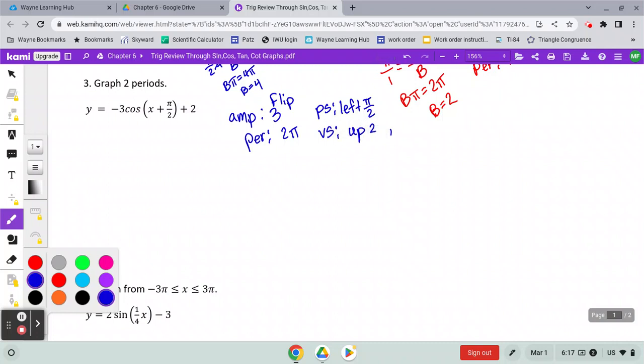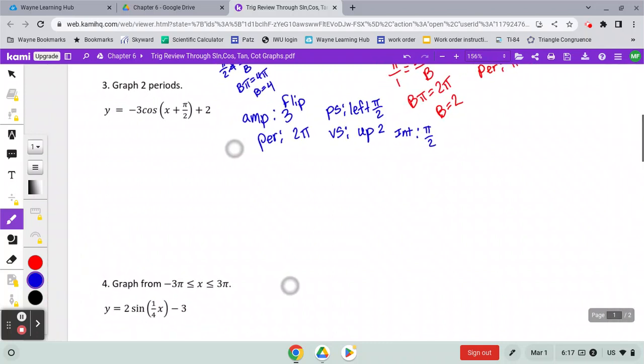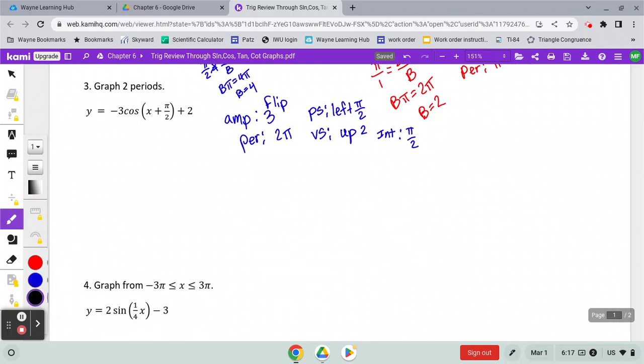For your interval, we take the period divided by 4. So 2 pi divided by 4 reduces to pi over 2. So we go to draw this, and I'll grab black for my axes. So I put my y-axis in. Now it's going to be shifted up, so I'm going to draw a little lower with my x-axis.